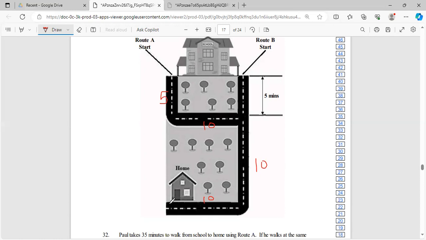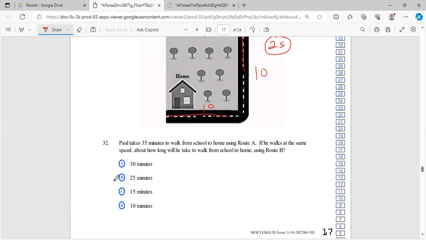Alright, let us look at route B now. So it would be 10 plus 10, carry to right here. So that's 20 plus 5, and that's it. So I'm going to go with about 25 based on this. Here we have 10, another 10 here, and they gave us this to be 5. So 10 and 10, 20, plus that.